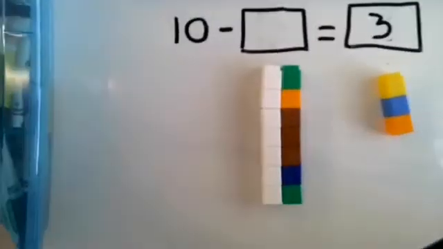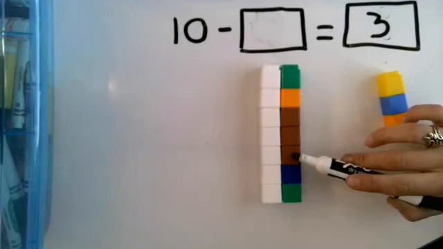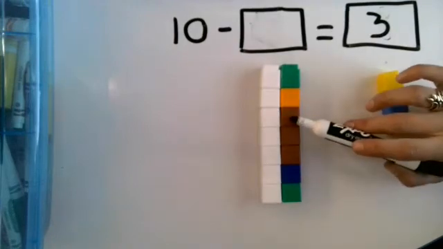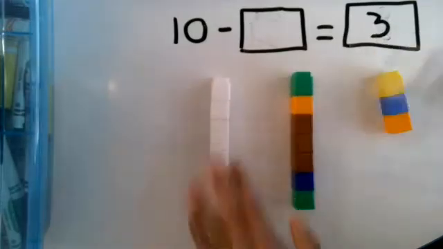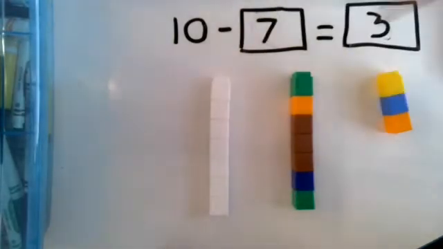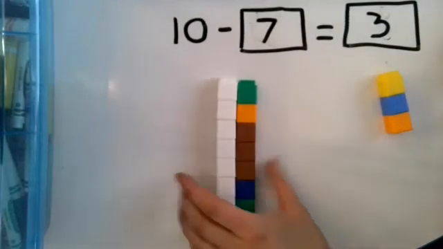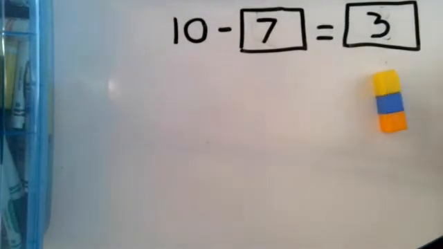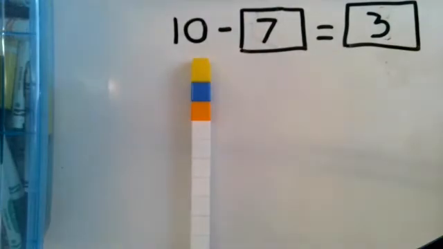Let's count just to make sure. 1, 2, 3. Count with me. 4, 5, 6, 7. So if I take away 7, Isaiah came up here with 7, and he's like, hey, I'm going to take away 7 of yours. How many am I left with? 3. Awesome. Thank you, Isaiah. Head on back to your desk.